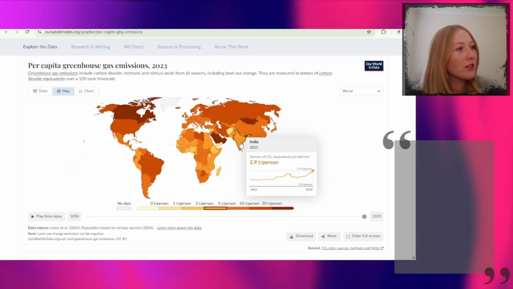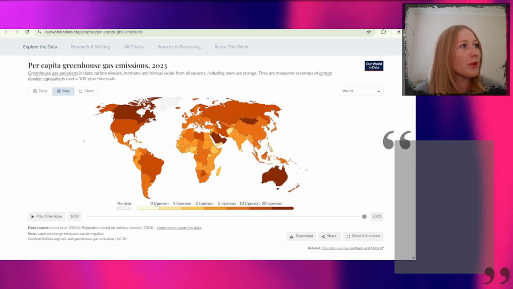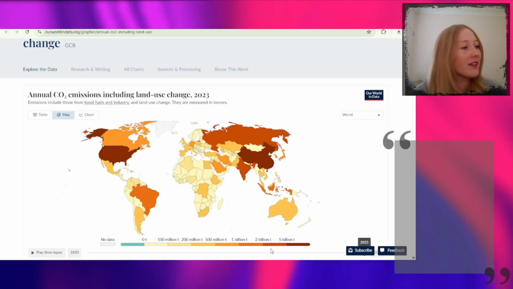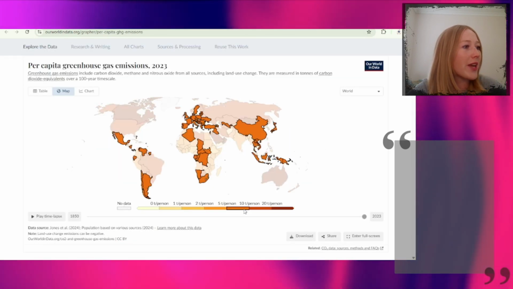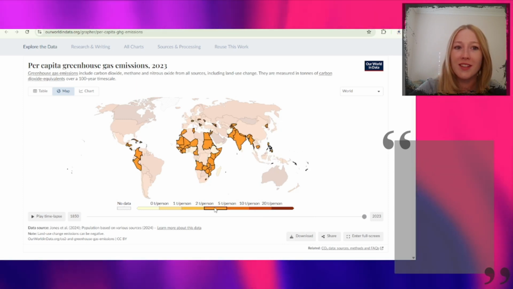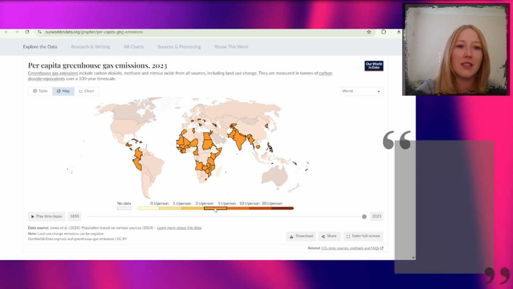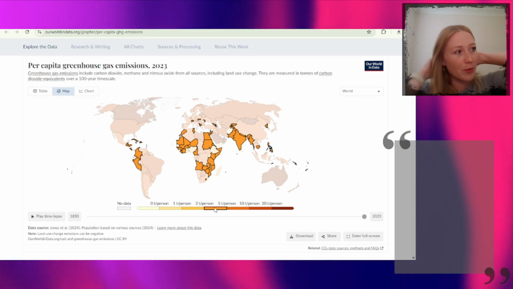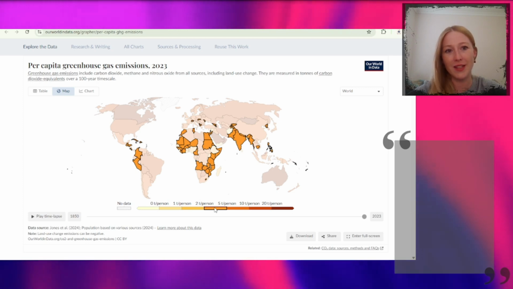Interesting to see India in more the middle area since it was in the higher end for the greenhouse gas emission production. Was it here? Yeah, there. See, it was one of the higher producers, but per capita, it's on the lower end. And again, that's because of the population size. India, I think, is the most populated country, so obviously it's divided by a lot of people, and then it's less per person.